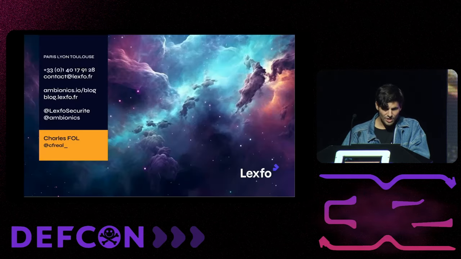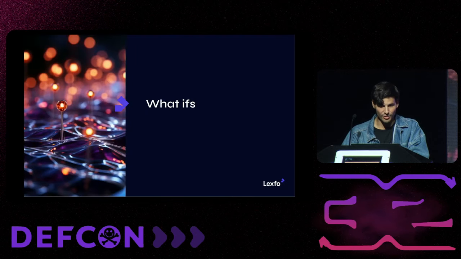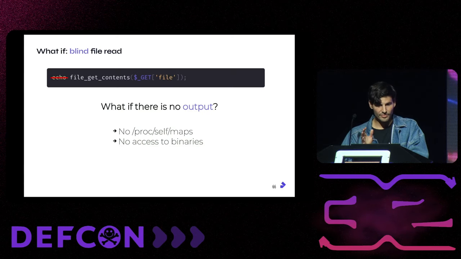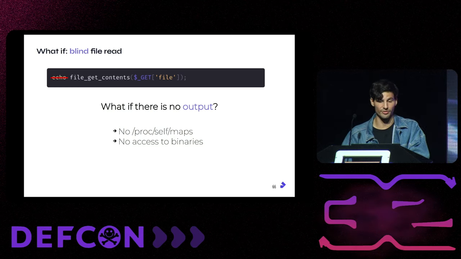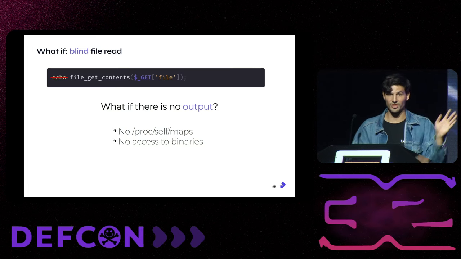And just to flex a little bit, a few what ifs. What if we have a file_get_contents primitive, but we cannot see the output? We have a file_get_contents, but no echo in front of it. So we cannot read /proc/self/maps. We cannot read any binary. So the exploitation that I've shown you doesn't work.